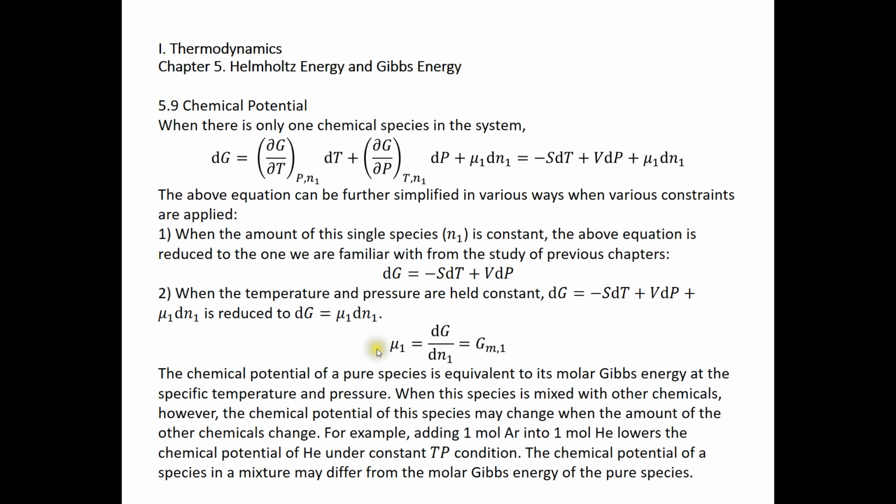But is mu always equal to molar Gibbs energy under constant temperature and pressure condition? The answer is no. In a mixture, mu is often different from the molar Gibbs energy under constant T, P condition. We'll derive this, we'll calculate this a bit later.